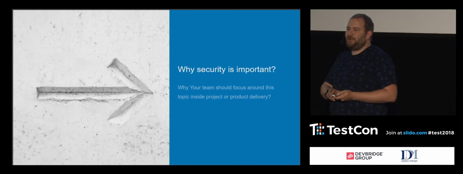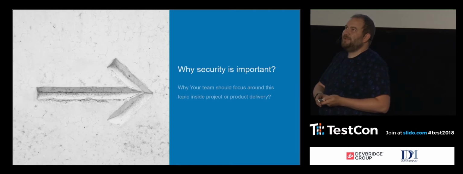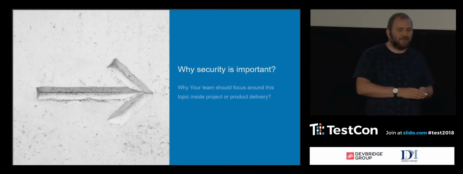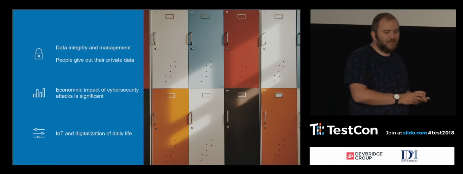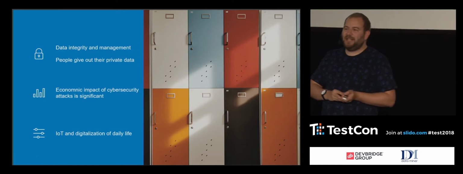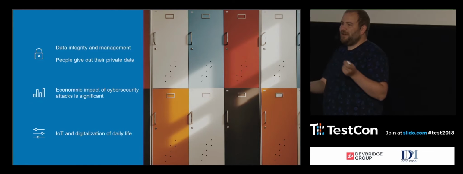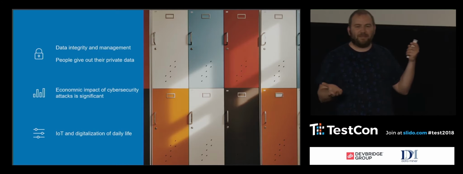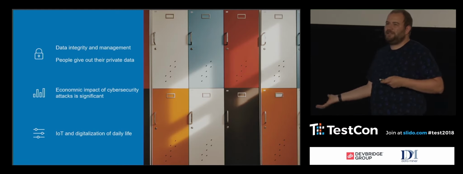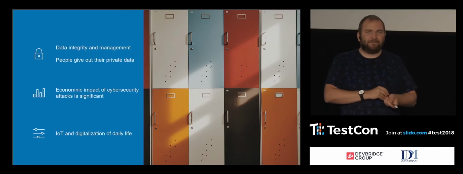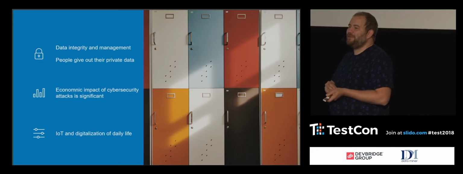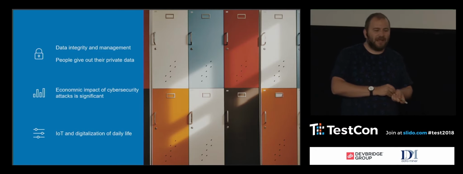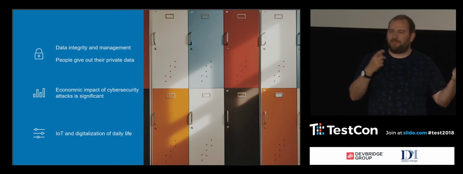So why is security important? For the last, I would say, 2 or 3 years, there's been a very big focus around the security of applications. And there are several reasons for that. So there's the data integrity and management. There are things like GDPR and the ability to be forgotten, the ability to not allow the company to use your data. There are things happening around the world, like the situation between Facebook and its cooperation about profiling the users.